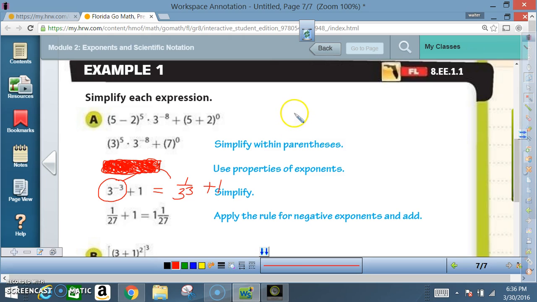But don't forget, 3 to the 3rd means 3 times 3 times 3. 3 times 3 is 9. 9 times 3 is 27. That's where the 27 came from. So once again, 3 to the negative 3 can be rewritten as 1 over 3 to the positive 3 plus 1. 3 to the 3rd power is equal to 27. So now what's 1 over 27 plus 1? That's equal to 1 and 1/27.